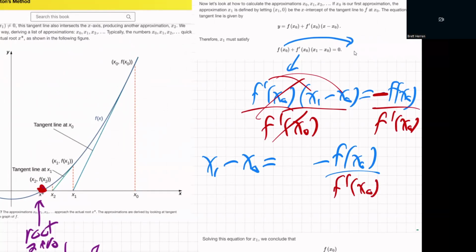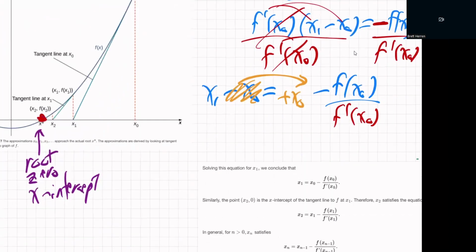And then you get it. Just add x0 over. It becomes plus x0, right? So there it is. There's the formula. x1 is x0 minus f of x0 over f prime of x0. So they just solved it. So that's what Newton did.